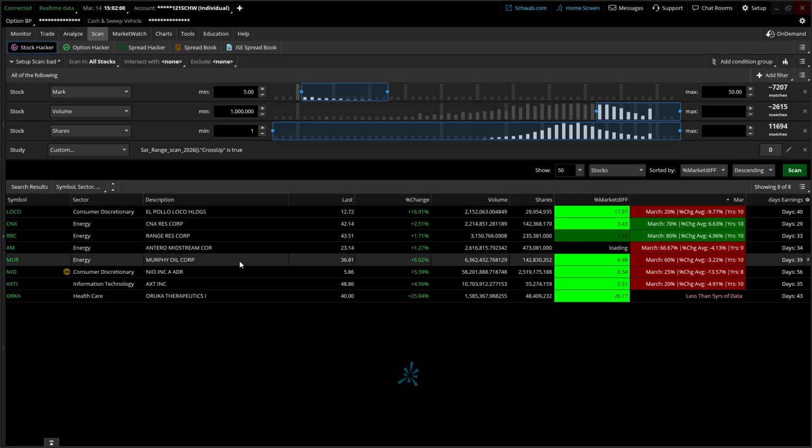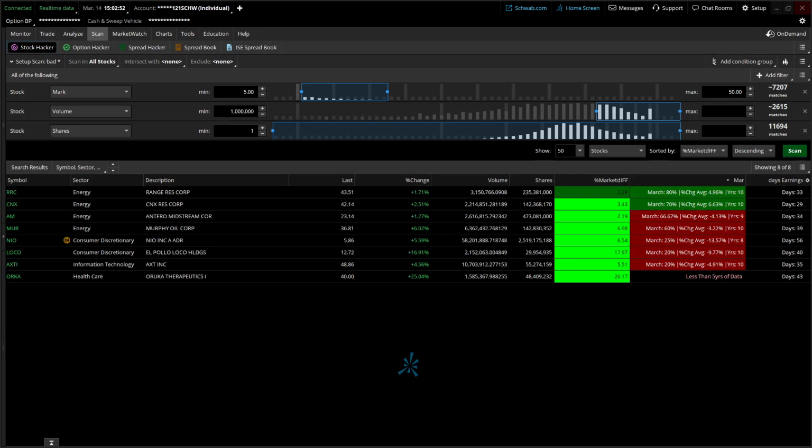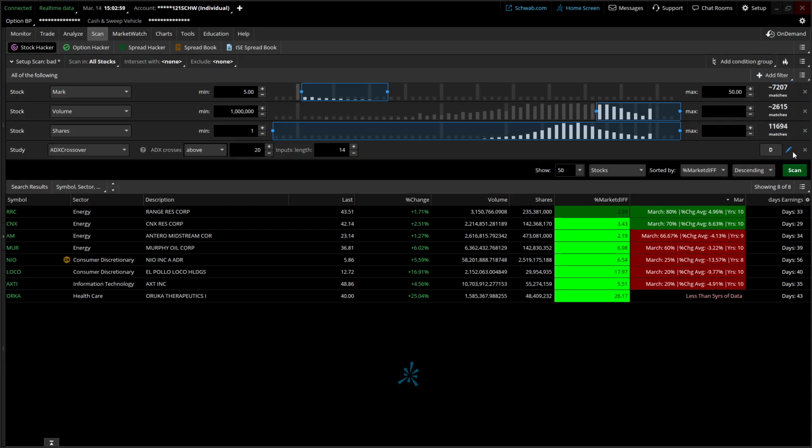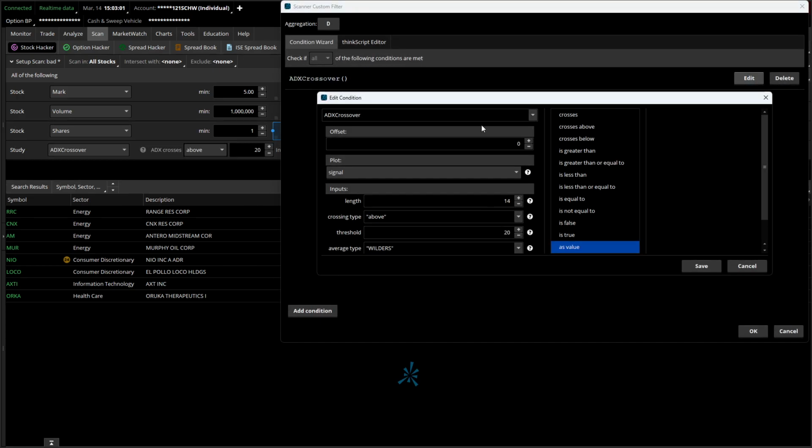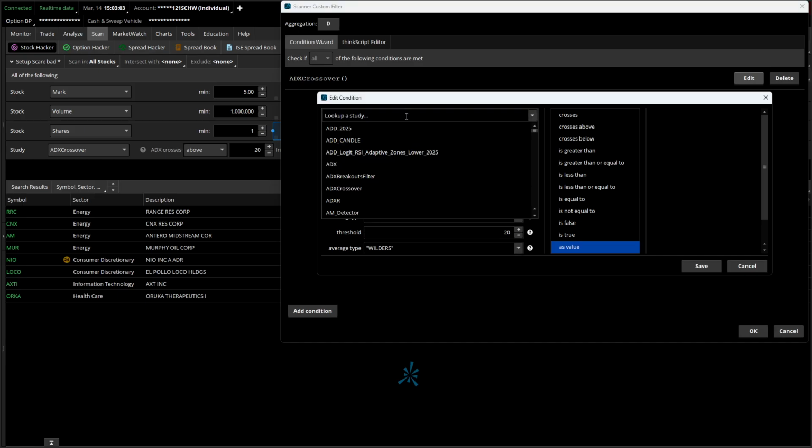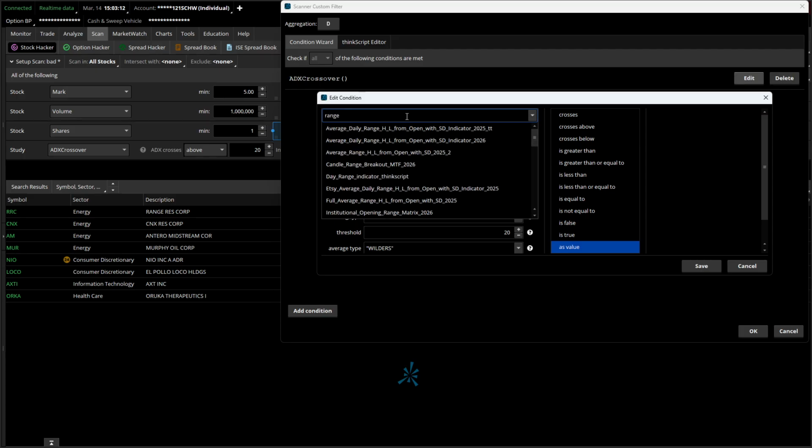A few of you have seen me use this scanner before. What you're going to do is basically go up here to add filter, and we're going to add in the study. We're going to do 2026. Probably didn't do that right.